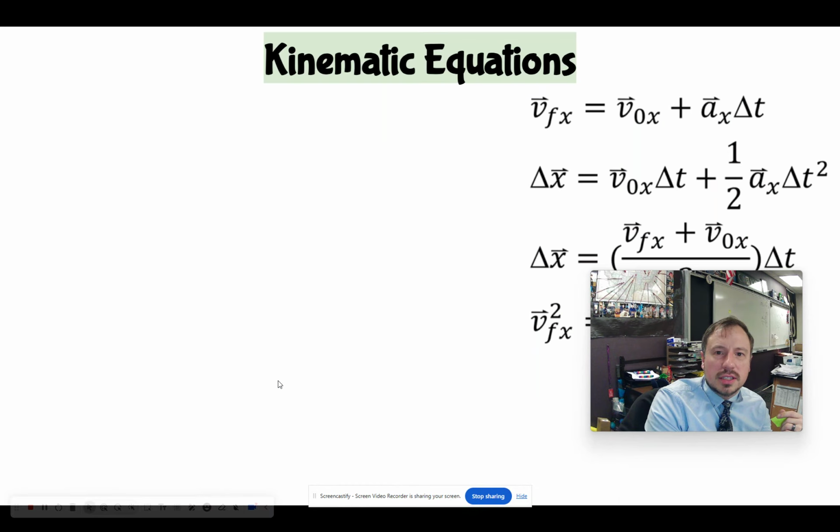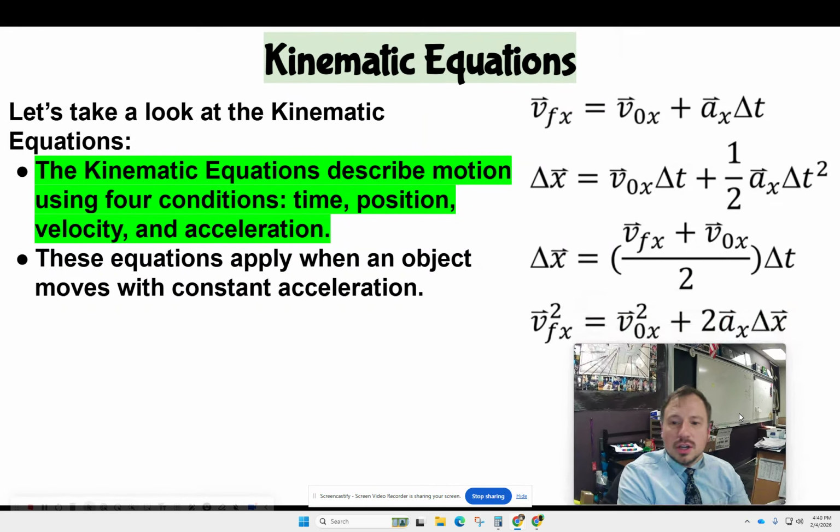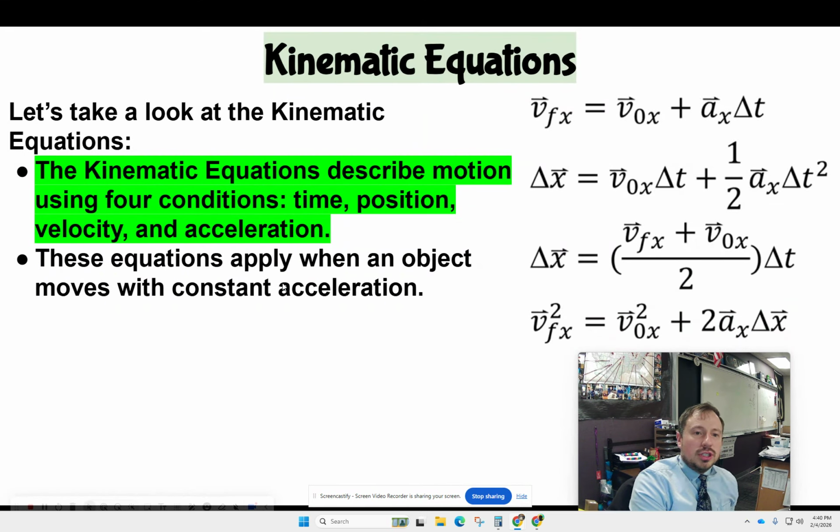So now let's get to the kinematic equations. The kinematic equations describe motion using the 4 conditions: time, position, velocity, and acceleration. So now we're putting them all together, and we get these equations from the graphs, and that's a little bit of calculus. The slope of a position versus time graph is the velocity. The slope of a velocity versus time graph is the acceleration. So that's how we get these equations.